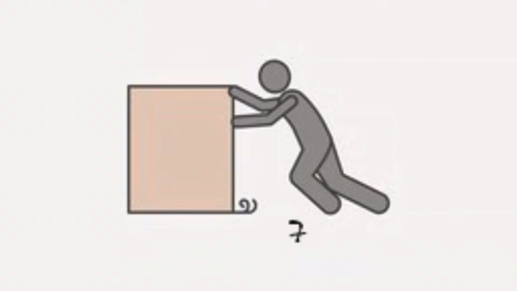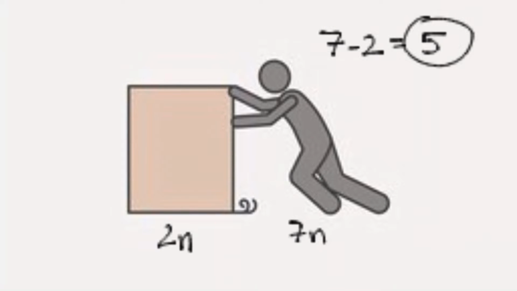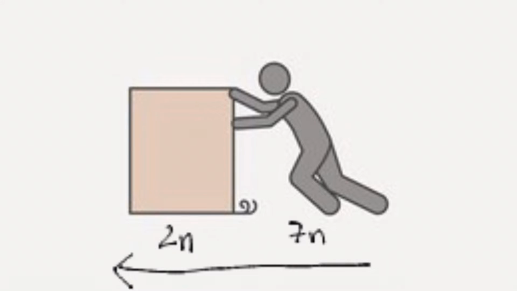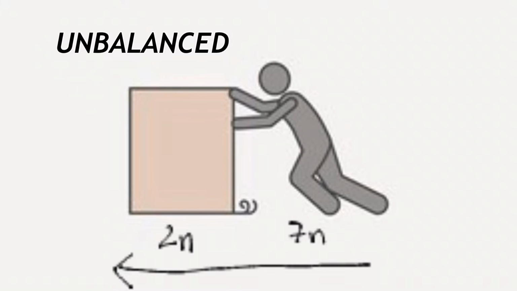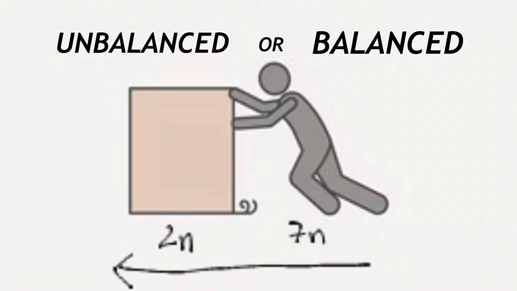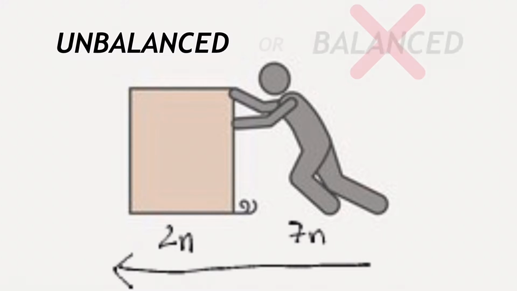Let's say there is a person who is pushing a box with a force of 7 newtons while the box has 2 newtons of force. In order to calculate the net force, we must subtract the smallest force from the greatest force. So, can you recognize if this example of force is unbalanced or balanced? Unbalanced. The person's force was greater than the box's and did not cancel out one another.